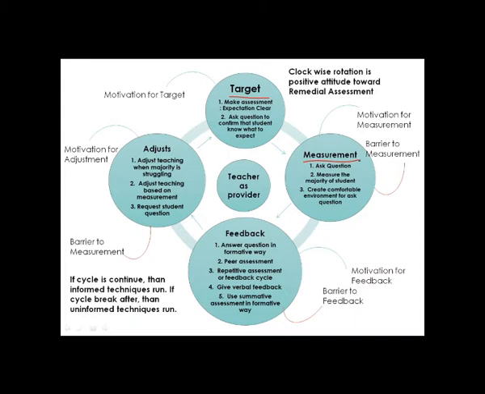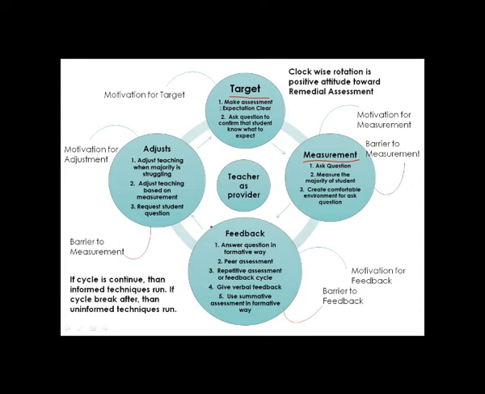Here, two things arise. First is motivation for measurement, and second is barrier to measurement. If we motivate for measurement, then the cycle keeps running, and if we face some barrier, the cycle breaks at that point where we need some kind of special reinforcement. Next, it goes to feedback.